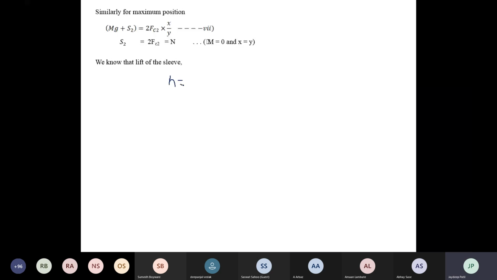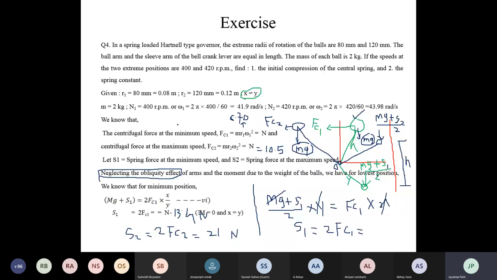Sir, how much is FC1 coming? FC1 is 6.7, and mine is 280.89. And FC2 is 280.89, how much? Mine is 280.89. Okay, these answers are wrong.